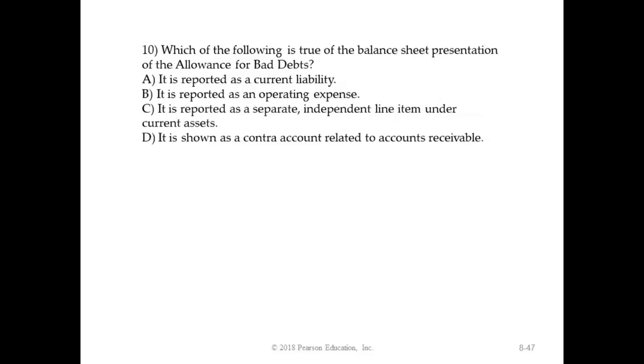Which of the following is true of the balance sheet presentation of the allowance for bad debts? Normally that is going to be a contra asset account, and it's going to be related to accounts receivable. Number 10 is D.